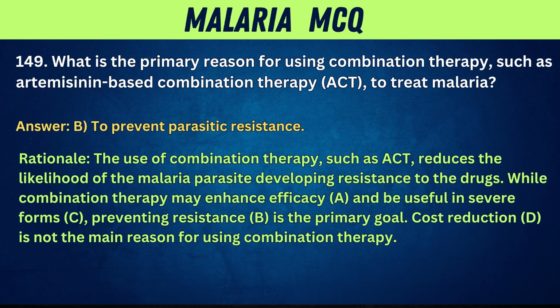Rationale: the use of combination therapy, such as ACT, reduces the likelihood of the malaria parasite developing resistance to the drugs. While combination therapy may enhance efficacy, A, and be useful in severe forms, C, preventing resistance, B, is the primary goal. Cost reduction, D, is not the main reason for using combination therapy.